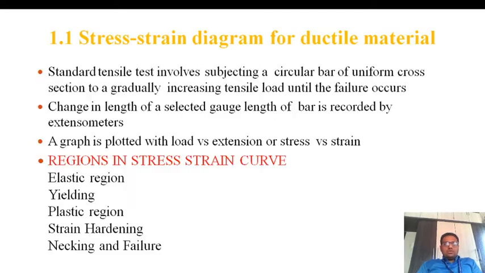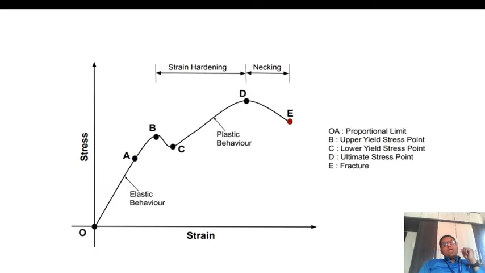Next point is yielding. So the first point is elastic region, next point is yielding. Now the yielding is in between point B to C. Point B is upper yield point, point C is lower yield point. So now understand the meaning of yielding. What is yielding? You can see from the diagram that in between B to C, the stress is decreasing, but still the strain is increasing. Beyond point B, again I am repeating, the stress is decreasing but the strain is increasing. So this is called as yielding.